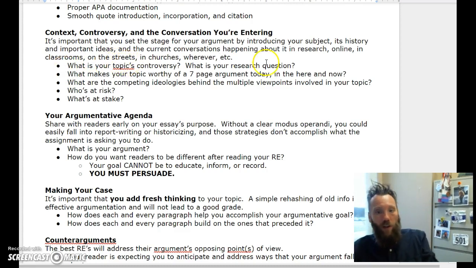Okay, so what is your topic's controversy? Why are you writing about it? What makes this an acceptable paper worthy of your time to write it, and just as importantly, my time to read it? If you can't pass that smell test of, is there a controversy here? Are people still talking about it right now, 2018? If you can't pass that very first question, then I don't know what to tell you except that you're not going to like how any of this goes.